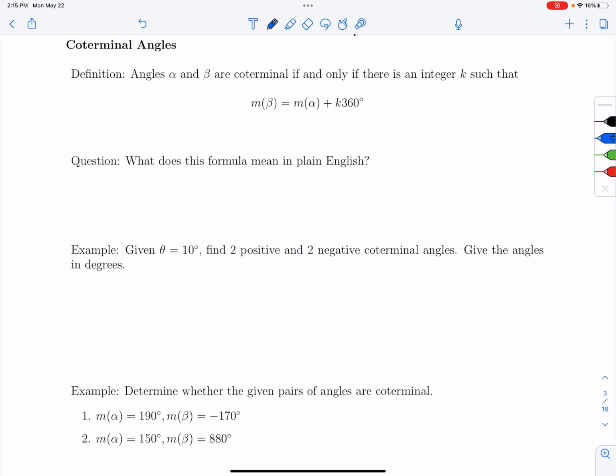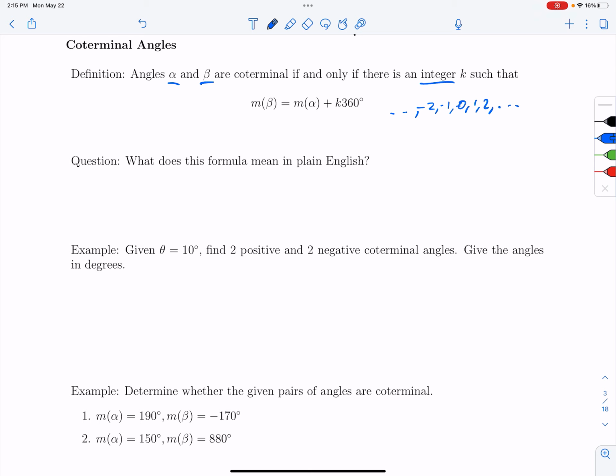In this video, I'll be going over something called coterminal angles. So let's talk about this definition and then just what it means. If I have two angles, let's call them alpha and beta, they're coterminal if there's an integer k. Remember, an integer is any positive or negative whole number: 0, 1, 2, and so on.